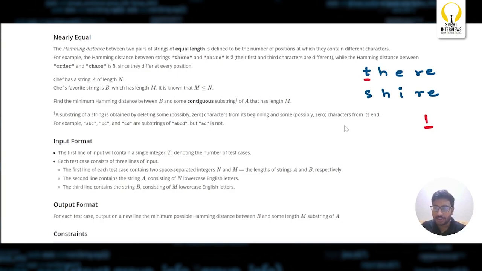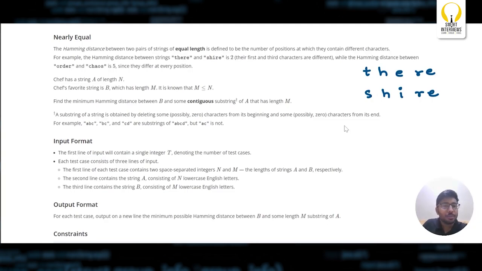We'll check the next character now. H and H, both of them are same. So we'll continue with the next character. E and I, both of these are not same. So the Hamming distance is 2 now. Next, R and R. So we'll simply continue with the next character. E and E, both are same. So we can continue. So overall, the Hamming distance is 2 for this example, right?